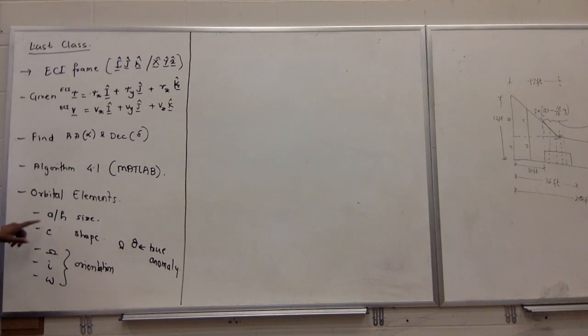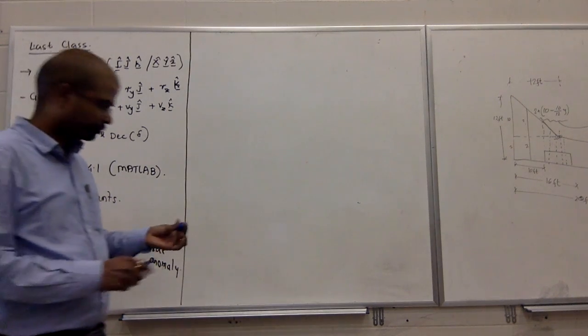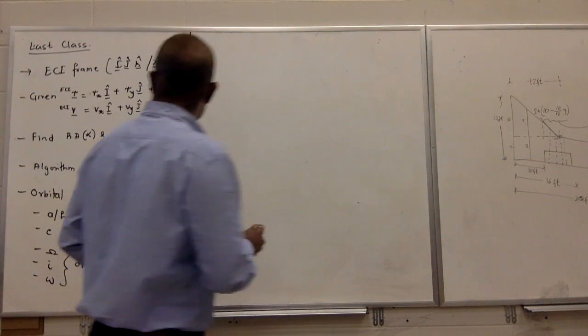So these are the 6 orbital elements. A is the semi-major axis. You can either use a or h to define the size of the orbit, how big the orbit is. E defines the shape of an orbit. These 3, right ascension of the ascending node, inclination, and argument of perigee, define the orientation of the orbit with respect to this ECI frame. And then theta is the true anomaly. Got it?